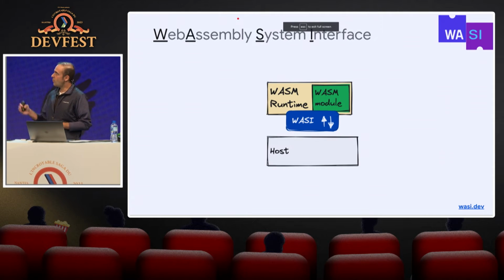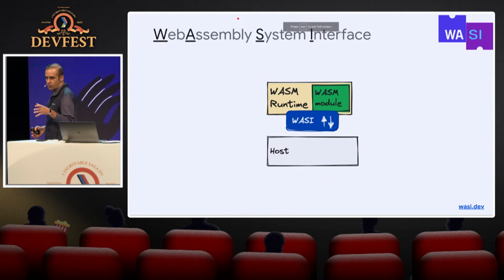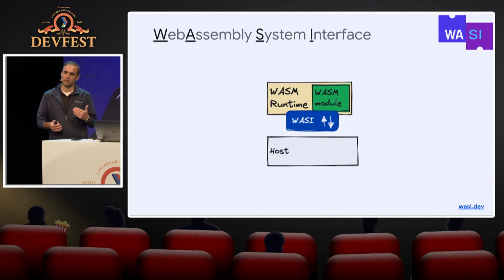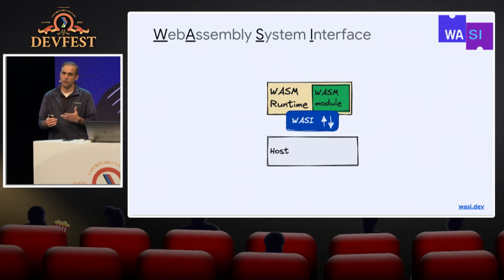OK, so once you have your module running in the runtime, now to run it outside the browser, you need a way to interface with the host. For example, maybe you need a way to write something to the host. And the way you write to the host is different depending on the host, right? So the way you write a file in Linux is different than the way you write a file in Windows. So for that, we have WASI, WebAssembly System Interface. And this interface tries to abstract away the common host things so that the Wasm modules can talk to the host in a common way.